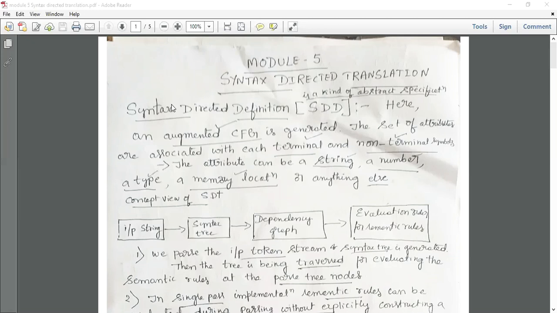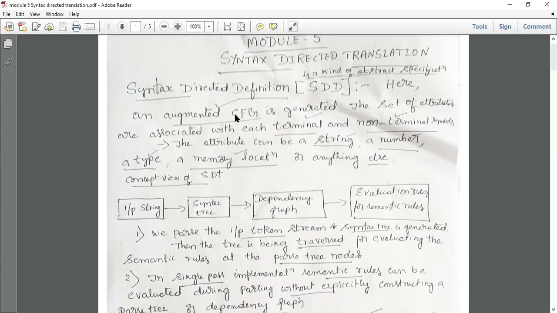So, syntax directed definition, SDD. Many times they ask this question: what is syntax directed definition? This definition is a kind of abstract specification, abstract in the sense of an initial-level specification. Here an augmented CFG, context free grammar, is generated. Wherever I mention this, note it down as a right mark point. Augmented means, for example, S is a start symbol, S goes to S dash; T is a start symbol, T goes to T dash. So we have augmented specifications. That is nothing but, in SDD, an augmented CFG is generated.